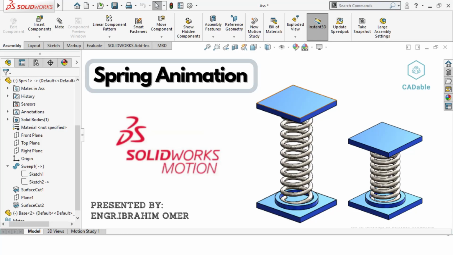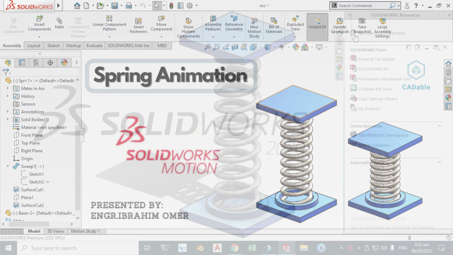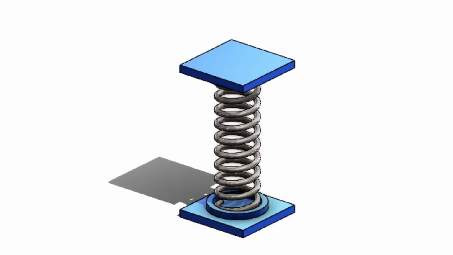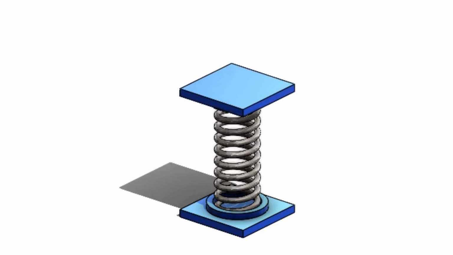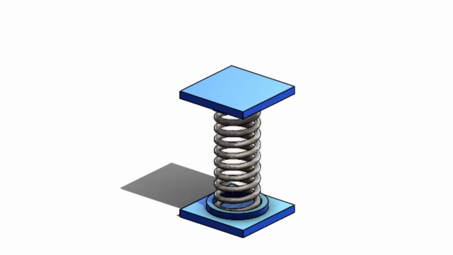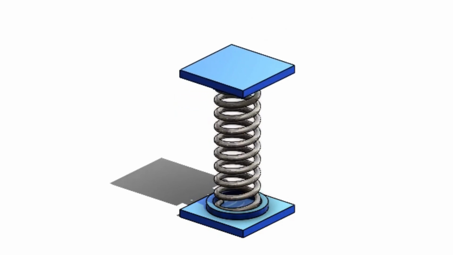This is Engineer Ibrahim Omer, and today we'll be animating a spring in SolidWorks. First of all, we'll make two parts in SolidWorks and then we'll assemble them. I will be providing the files. You can download them from my CAD portfolio.